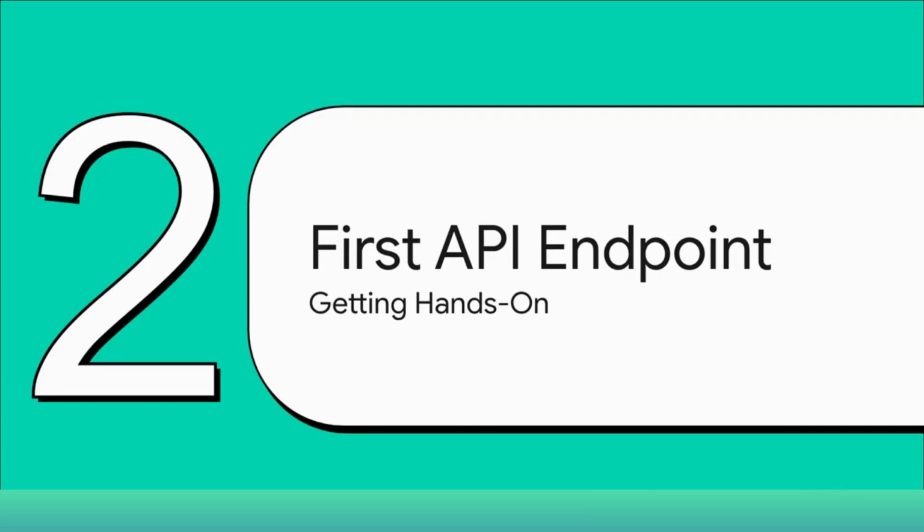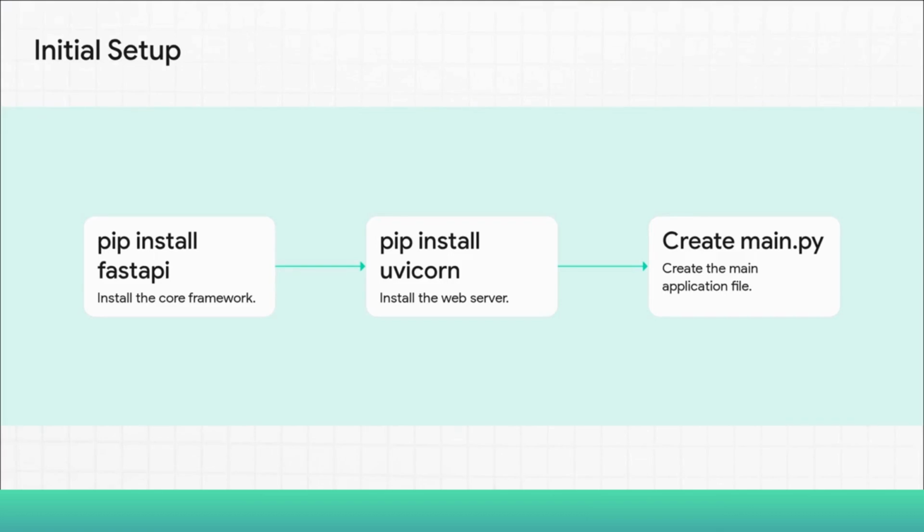The very first step with any web framework is just getting something, anything really, to run on a server. So how does FastAPI handle this? Well, the setup is incredibly simple. You really only need two packages, FastAPI itself, obviously, and then Uvicorn, which is the server that actually runs our code. Once you've installed those, you just create one single Python file. That's it. You're ready to go.